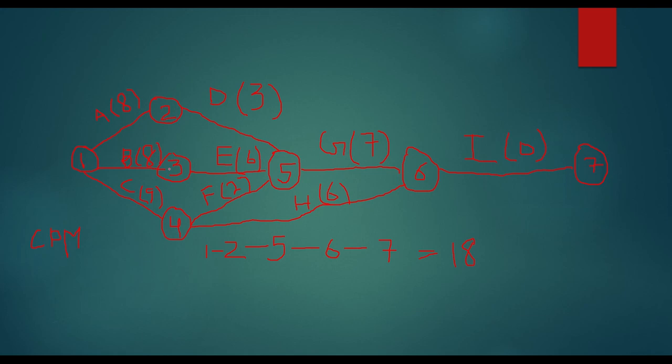The second path can be 1 to 3, 3 to 5, 5 to 6, and 6 to 7. I'll just write it here. Now I'll see how much time is required. 21. Okay, so this is 21. So second path is taking 21, time of 21 weeks.